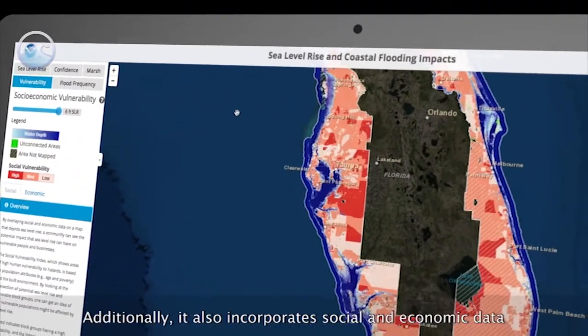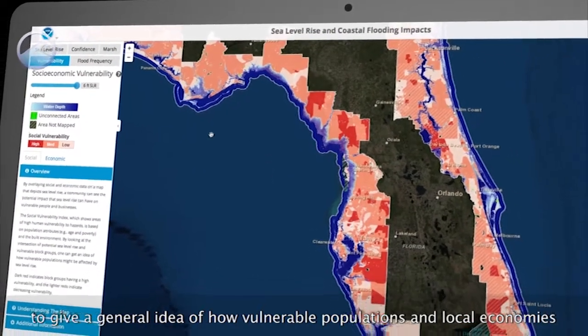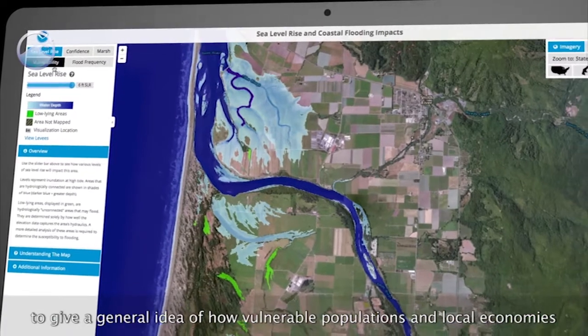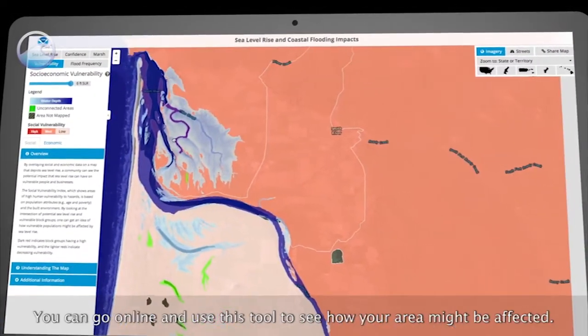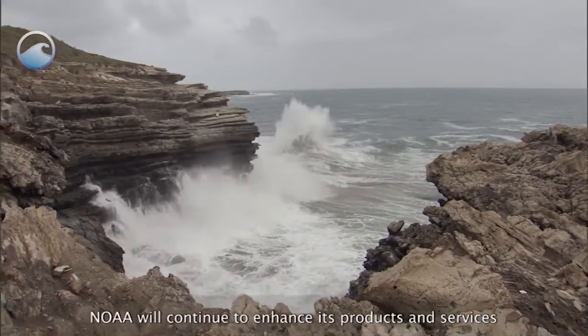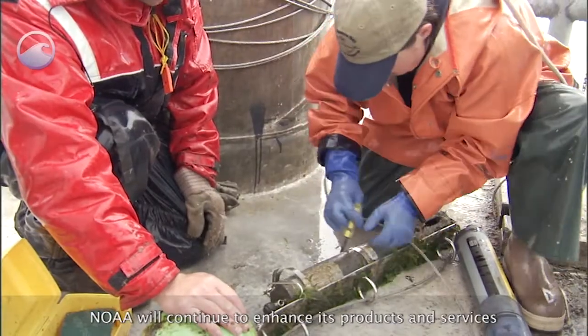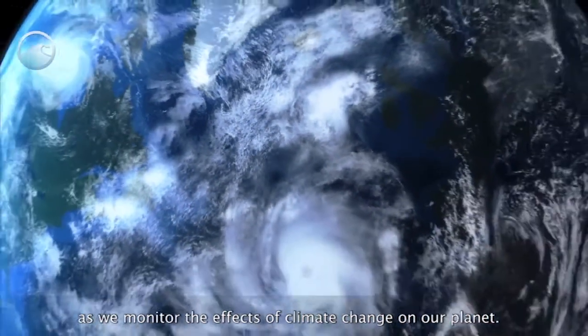Additionally, it also incorporates social and economic data to give a general idea of how vulnerable populations and local economies might be affected by sea level rise. You can go online and use this tool to see how your area might be affected. NOAA will continue to enhance its products and services to provide critical information on local and global sea level trends as we monitor the effects of climate change on our planet.